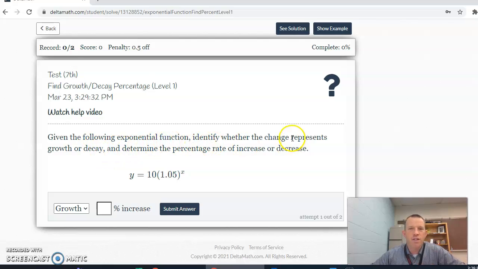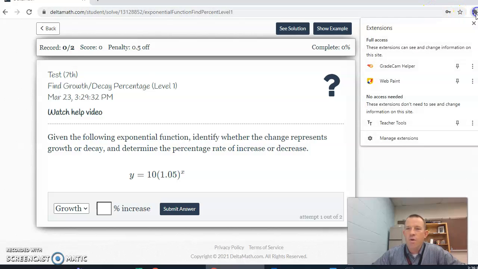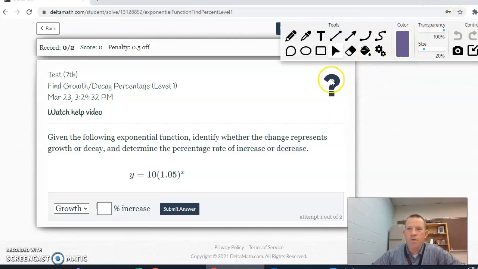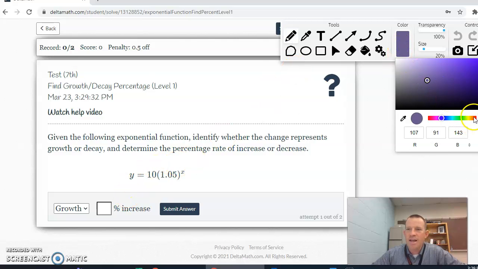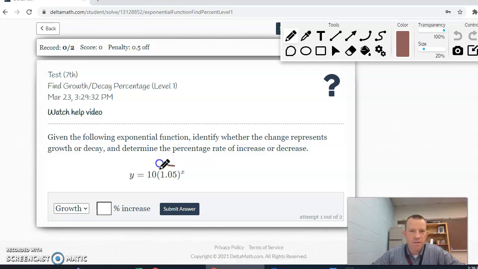Given the following exponential function, identify whether this represents growth or decay. In order to identify growth or decay, we're going to be looking primarily at the number inside the parentheses. If it's greater than 1, then it's growth. If it's less than 1, then it is decay. Now you will see that this number is 1.05. So it is going to be growth. But what is the percentage of growth?